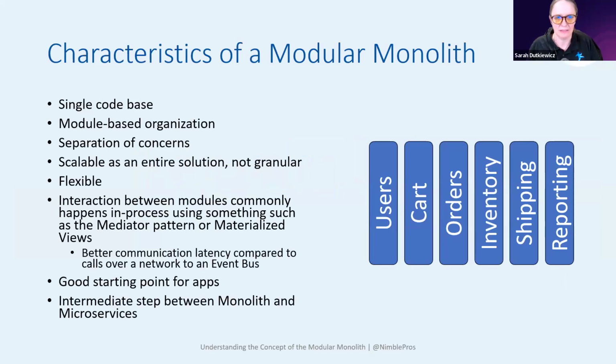So the characteristics of a modular monolith. You'll see that I use a lot of e-commerce references, and that's because I've worked in e-commerce a lot. And again, with Microsoft with their eShop on web and eShop on containers, we're using references similar to what you would see there. But basically, you'll have different modules. The ones we're using here are users, cart, orders, inventory, shipping, and reporting.